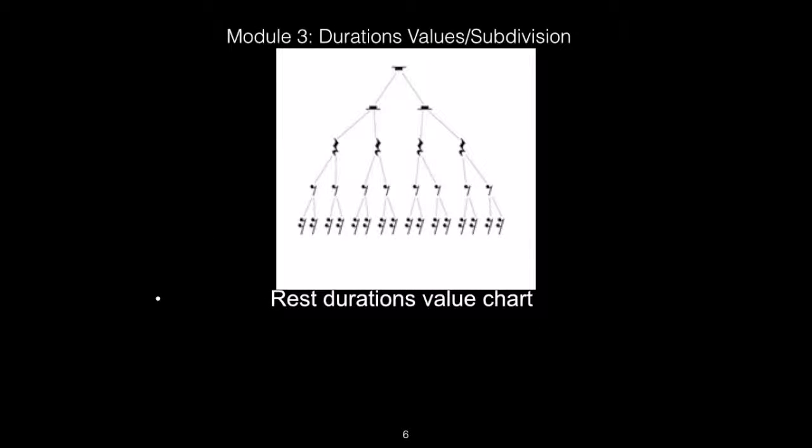Here is the rest durations chart, with values in the same order, starting from the whole rest on top, half rest, quarter rest, eighth and 16th rests. Note that the whole rest is written hanging from the 4th staff line, the half rest sitting on the 3rd line, and the quarter rest is similar to the letter Z.